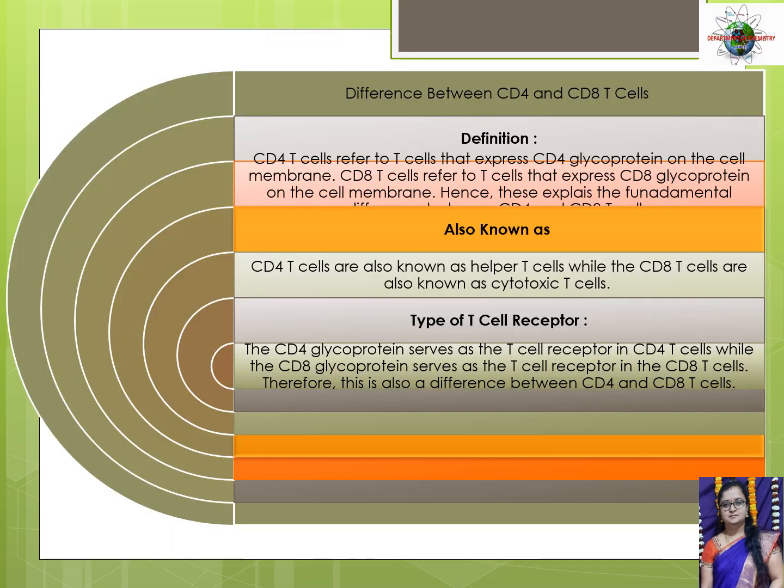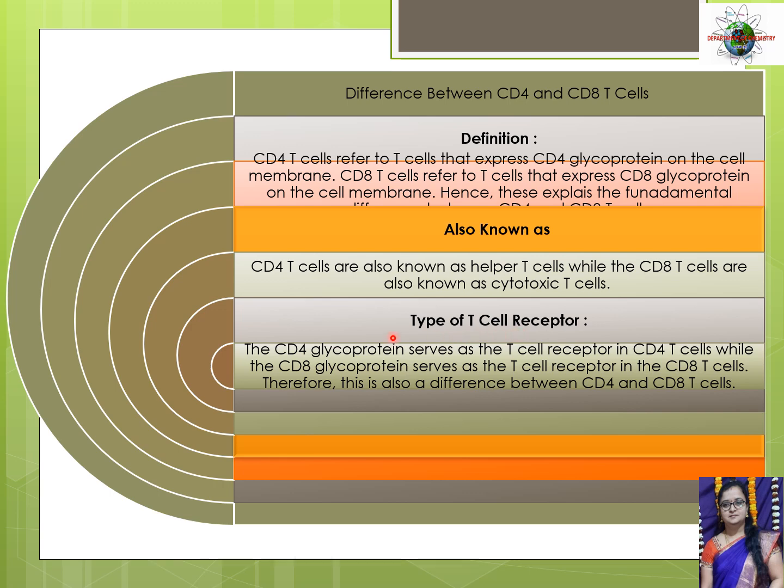Then what is the difference between CD4 and CD8 T cells? In the definition, CD4 T cells refer to T cells that express CD4 glycoprotein on the cell membrane. CD8 T cells refer to T cells that express CD8 glycoprotein on the cell membrane. CD4 is also known as helper cells. CD8 is also known as cytotoxic T cells.